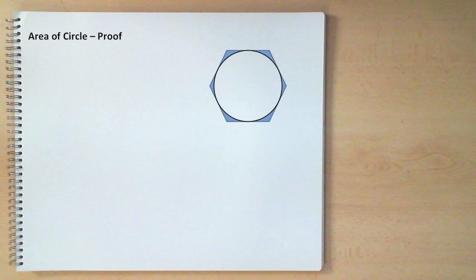Let's take a circle, and we're going to surround it by a polygon. We're going to start with a hexagon here, and then if we look at that hexagon, we can divide the hexagon up into 6 triangles. And we're going to use that triangle, OAB, as the basis of how we work out the area, first of all, of the hexagon, or the polygon, and then apply it to the circle.